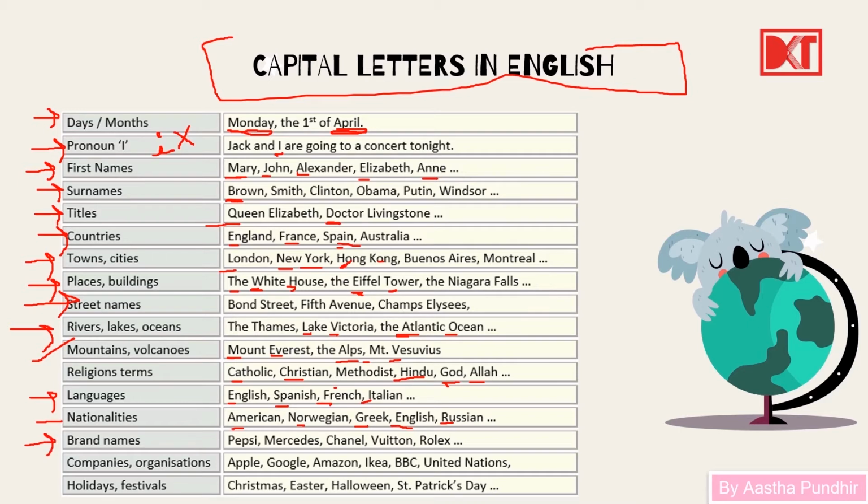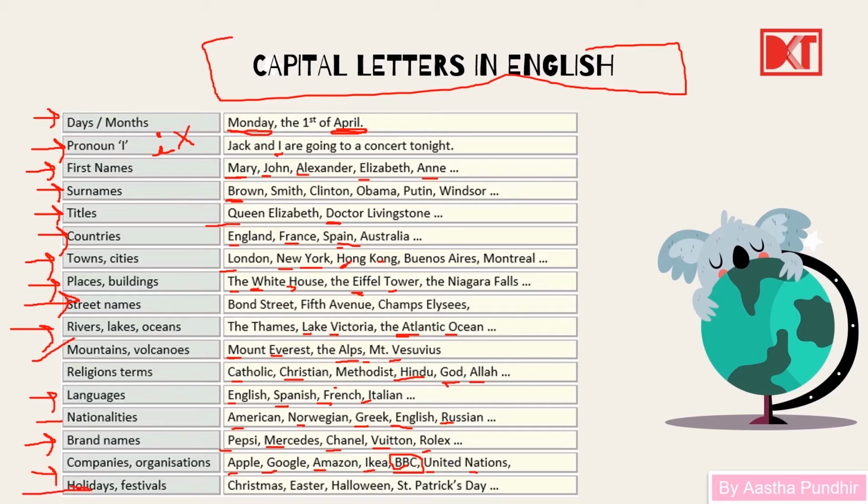Any brand names. Pepsi, P capital. Mercedes, M capital. Chanel, C capital. Vuitton, V capital. Rolex, R capital. Any companies or organizations like Apple, A capital. Google, G capital. Amazon, A capital. IKEA, I capital. BBC, it's a short form, so all of it is capital. United Nations, UN, N capital.